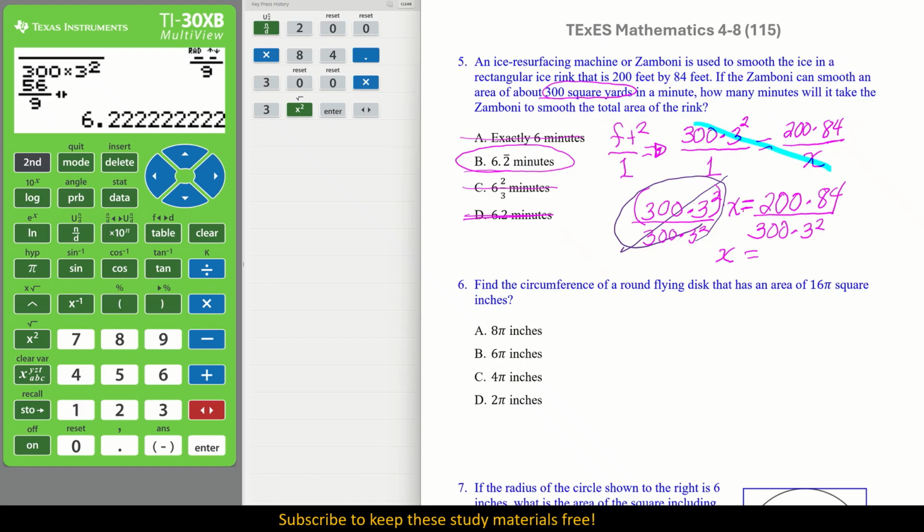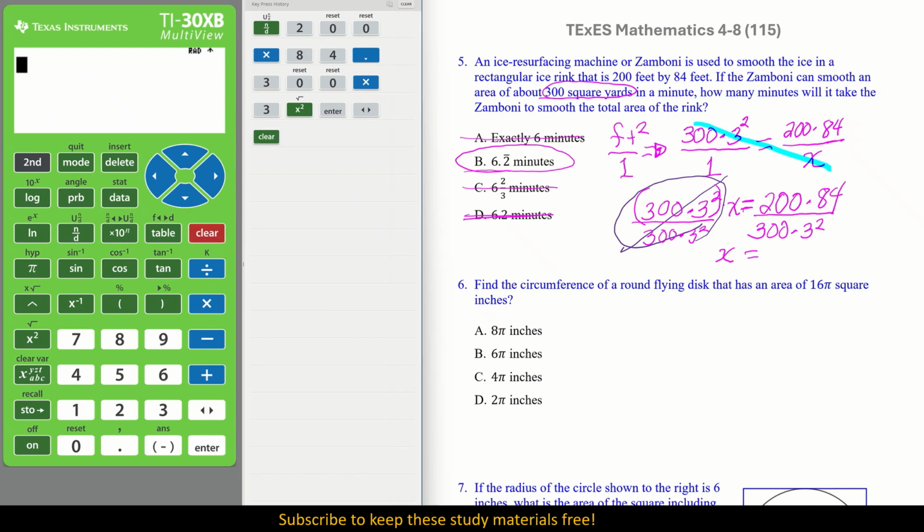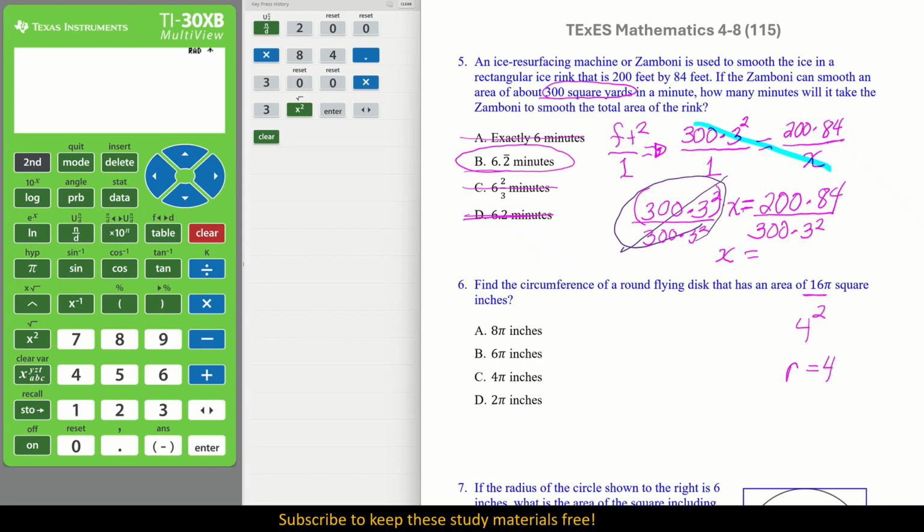Well, you're like, well, I know what circumference is. 2 r pi. This implies that I need the radius. Well, you have the radius. If you don't see that, please investigate this. Make sure you understand because the area is pi r squared. Well, what is 16? 16 is 4 squared. 4 times 4 is 16. Therefore, what do I have? r is 4.